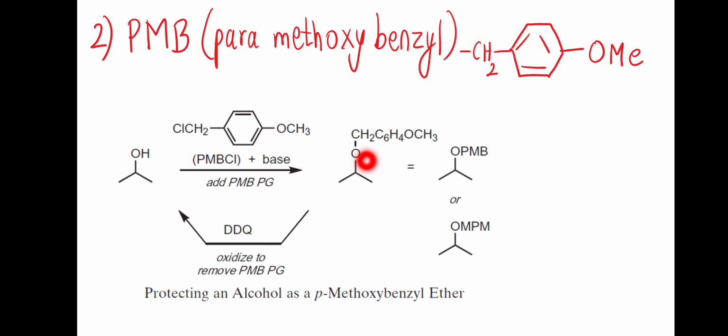Okay, so the protection is done, and how do you do a deprotection? You do the deprotection of PMB using a reagent called DDQ, dichlorodicyanoquinone. What is the structure of this? We'll see in the coming slide. So basically, this DDQ reagent is used to deprotect the PMB group.